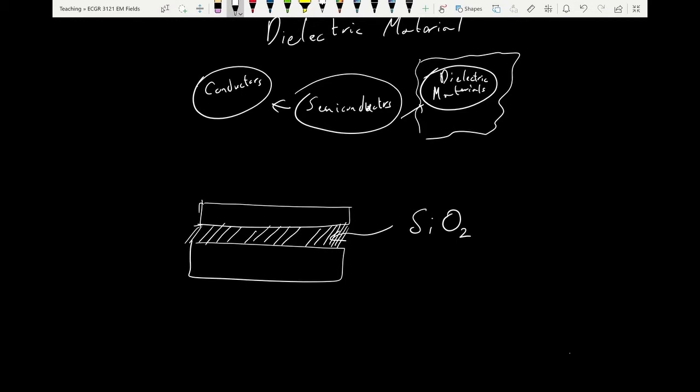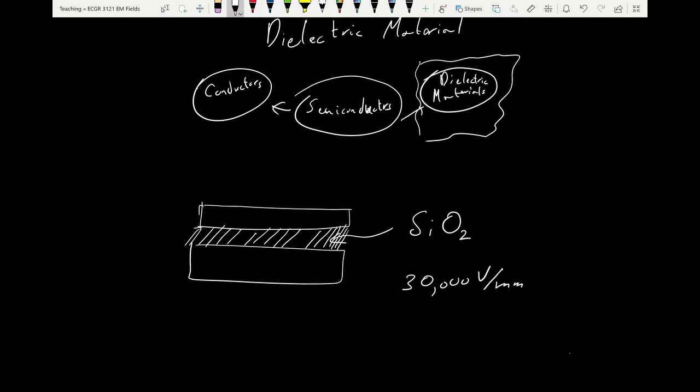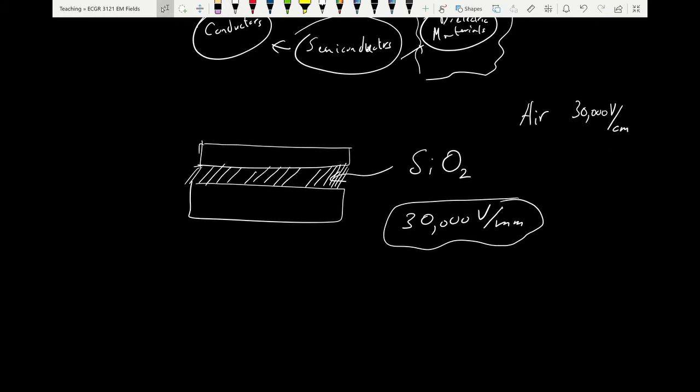And it typically has a dielectric strength of 30,000 volts per millimeter. Right? Remember the dielectric strength for air? Dielectric strength for air was 30,000 volts per centimeter, right? Which gives me 3 million volts per meter. So this is a kind of material that's 10 times stronger than air, okay? SiO2.